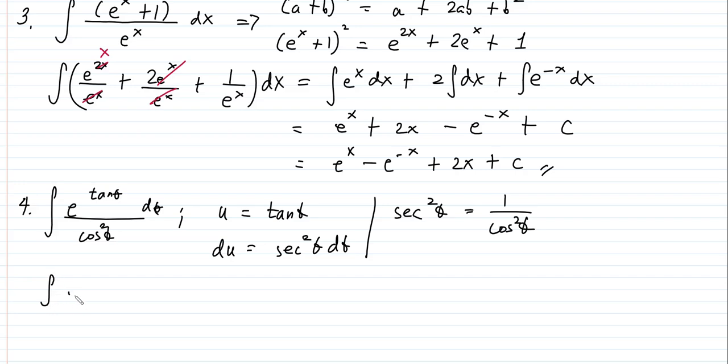So we have e raised to tangent theta as your e raised to u, and then we have secant squared theta differential theta as our differential u. So the relationship is now satisfied. We can now simply answer e raised to u plus c. So e raised to tangent theta plus c is our final answer.